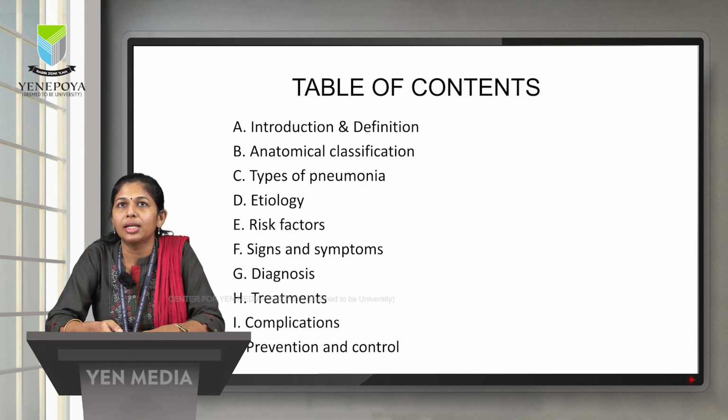These are the table of content. In this lecture, we will be discussing the introduction and definition of pneumonia, anatomical classification of pneumonia, the different types of pneumonia, etiology and risk factors of pneumonia, the different signs and symptoms associated with a patient diagnosed with pneumonia, the diagnosis pattern of pneumonia, treatment of pneumonia, then complications of pneumonia, and finally how do we prevent and control pneumonia cases.